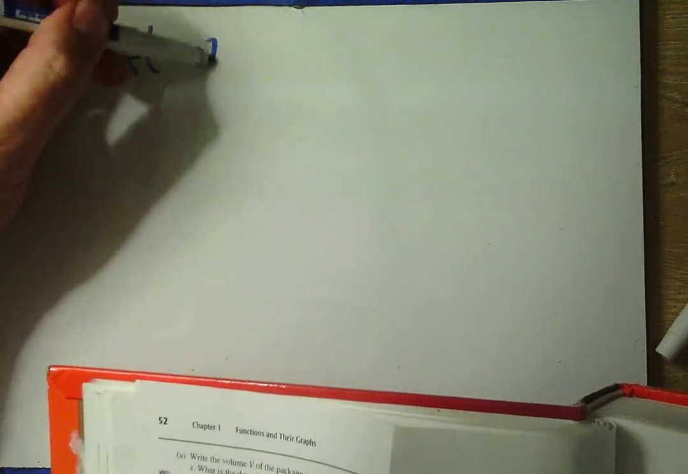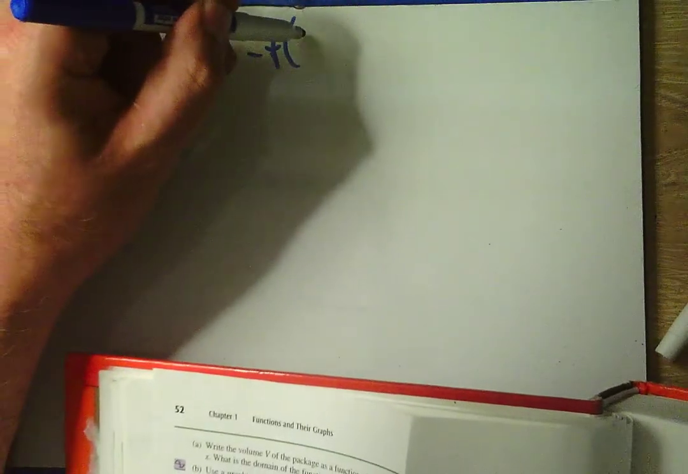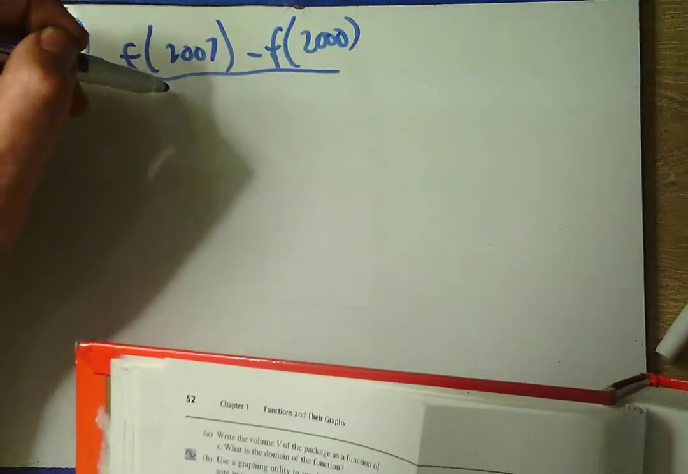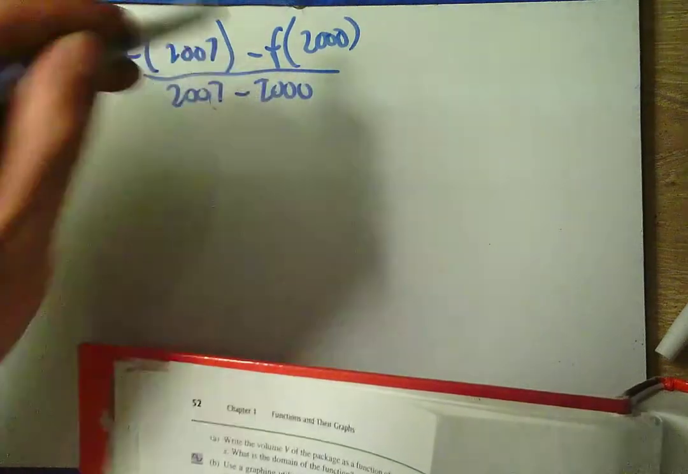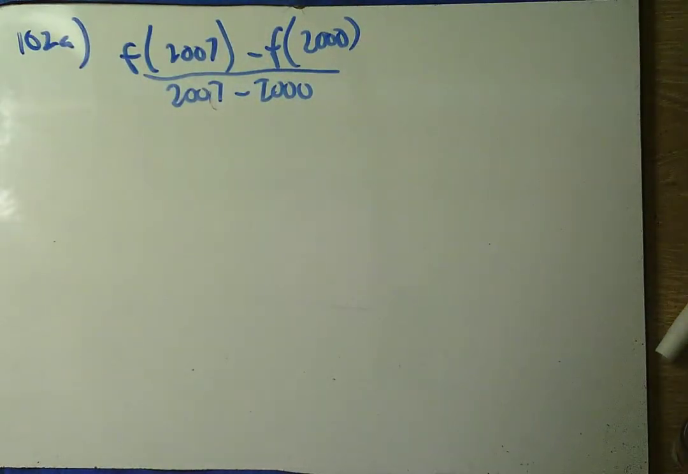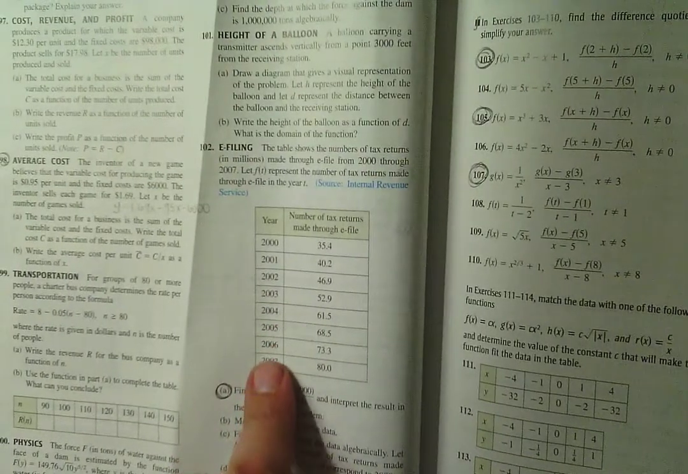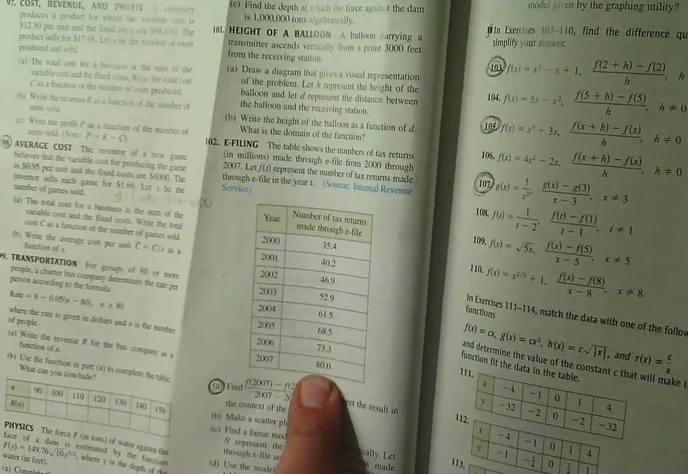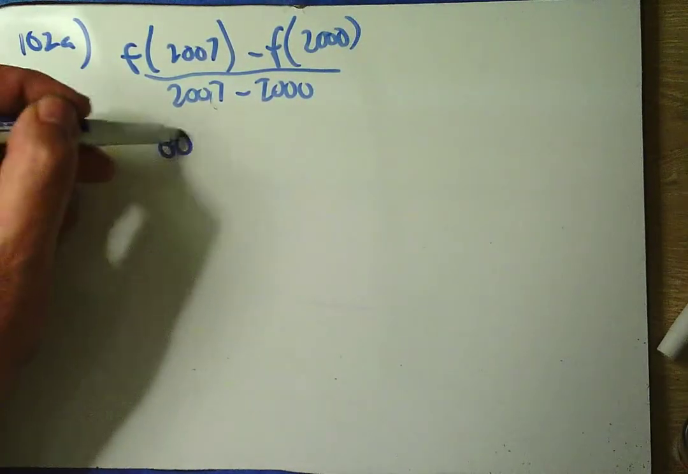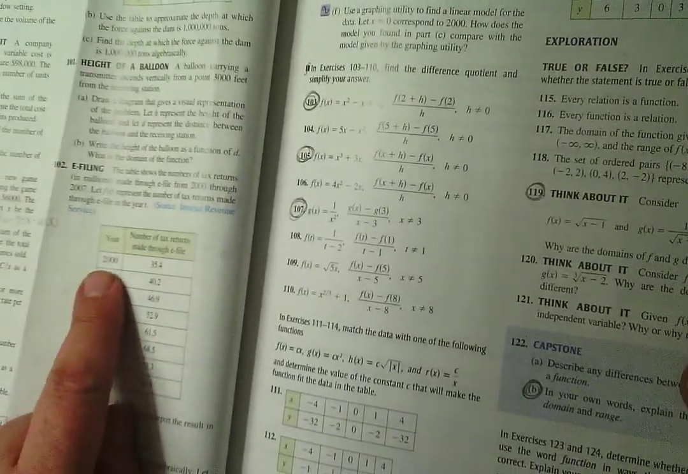102A says, find f of 2007 minus f of 2000 over 2007 minus 2000. Okay? All right, so f of 2007, well, I can get that from this table. When the input is 2007, the output is going to be 80. So this is 80. And what about f of 2000? F of 2000 is 35.4.